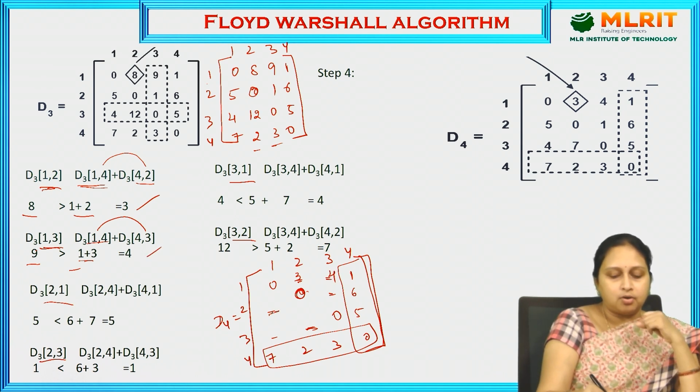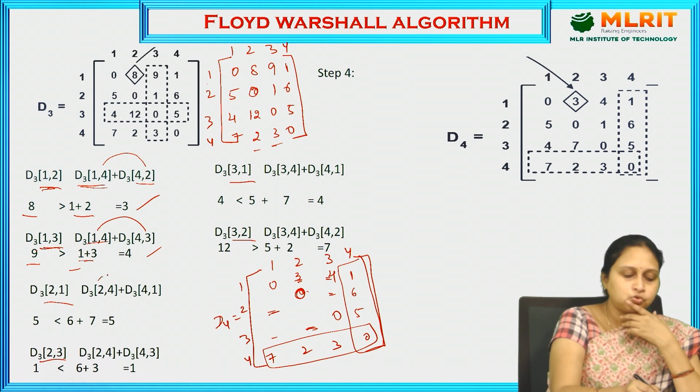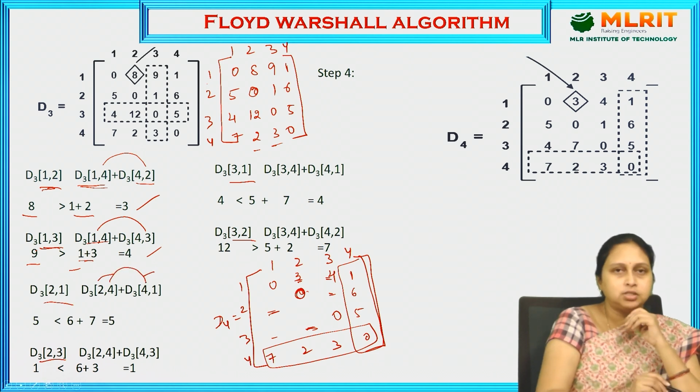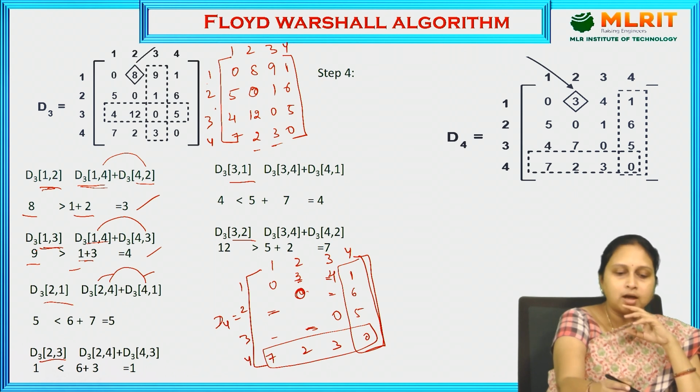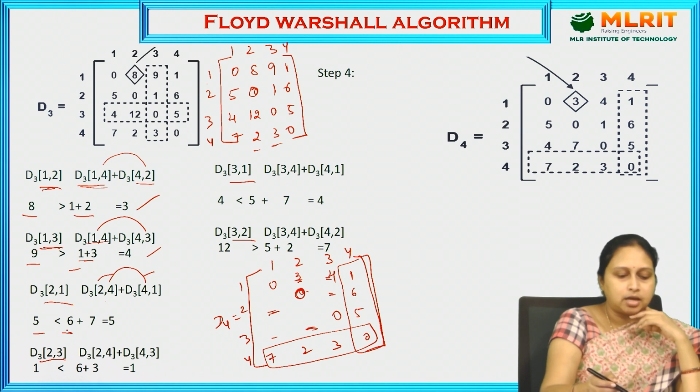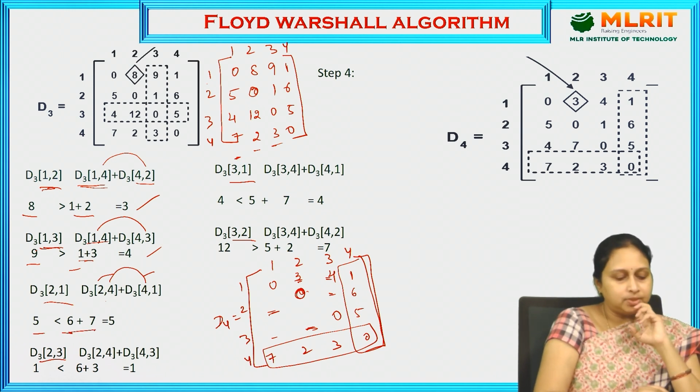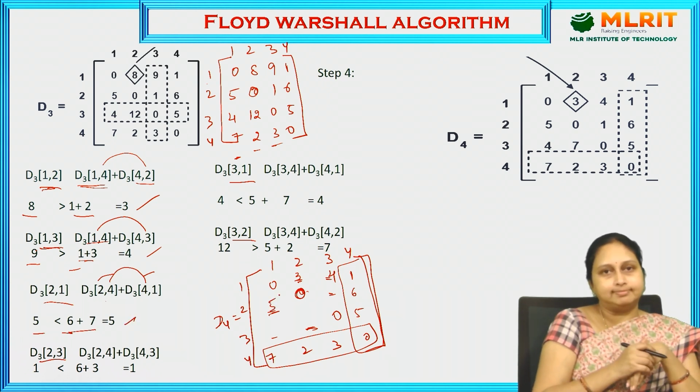Next we are going to have 2, 1. 2, 1 can be written as 2, 4 and 4, 1. And 4 is the vertex which we need to consider as the middle. So what is the 2, 1 value? 2, 1 value is 5, less than 2, 4 value 6 plus 4, 1 value 7. So we are going to get 13. But 5 is less than 13, so we need to place 5 here.